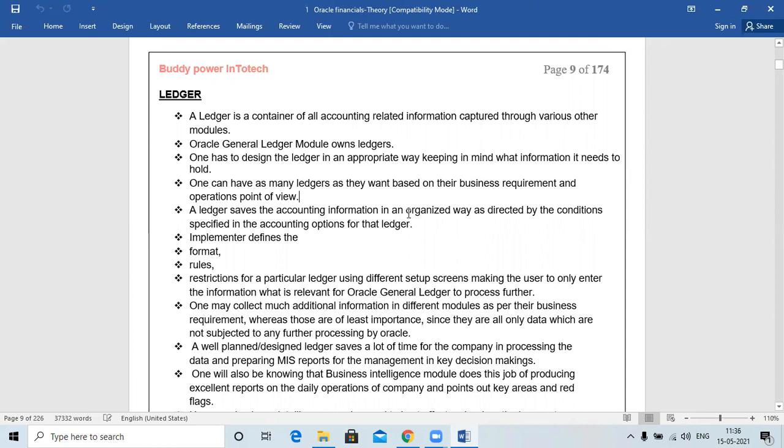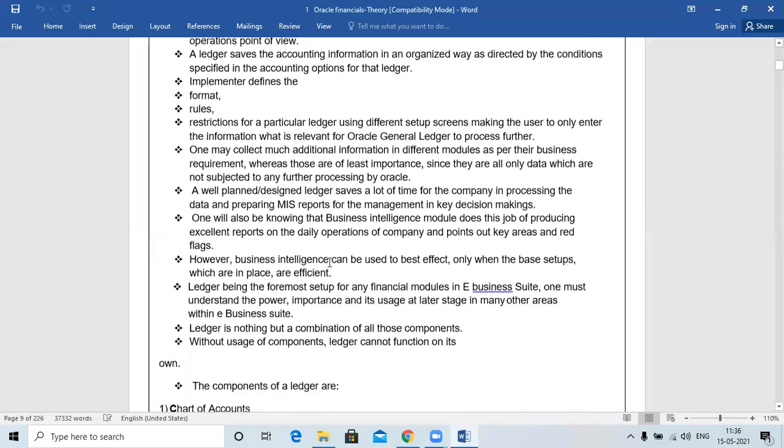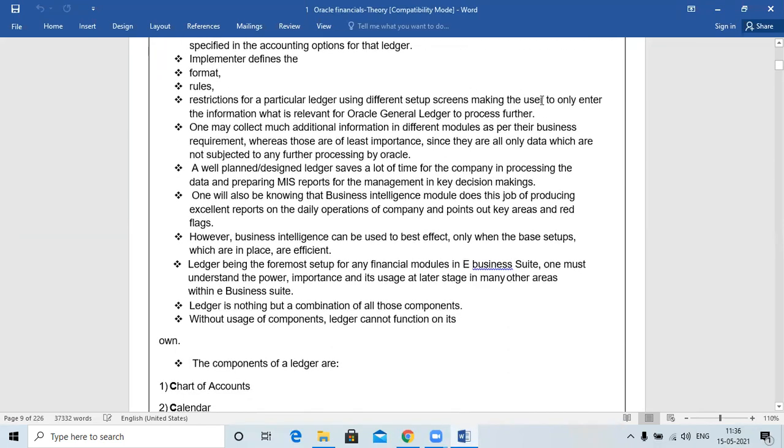A ledger stores the accounting information in an organized way, as directed by the conditions specified in the accounting options of the ledger. Implementers define the format, rules, and restrictions of a particular ledger using different setup screens, making the user enter only the information relevant for Oracle General Ledger. One may collect much additional information in different modules, but those are of least importance, as they are only data not subject to processing by Oracle.